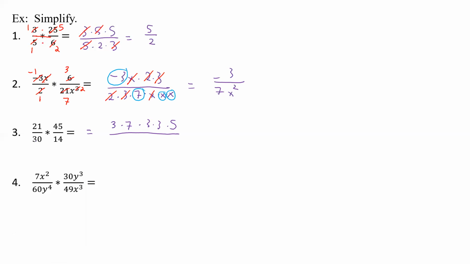All over, now we have 30, so that's going to be 2 times 15, and 15 is 3 times 5, so that's going to be 6 times 5 or 30. And times 14, which is 2 times 7. Okay, so that's 30, 14, 21, and 45. All right, so that looks good.